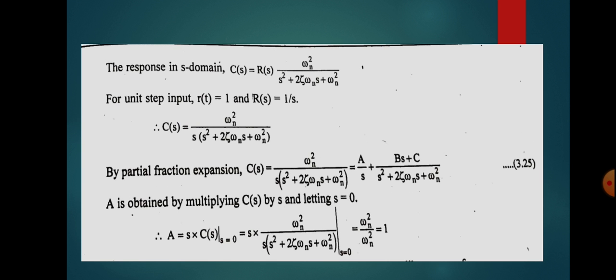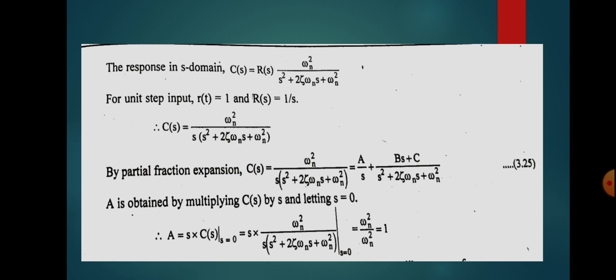Once we are giving R of s as a unit step, then R of s will be equal to 1 by s. So C of s will be equal to omega n square divided by s into s square plus 2 delta omega n s plus omega n square. These are all simple mathematical substitutions. You can go through it step by step, okay? And this equation of C of s can be solved by using partial fraction expansion.